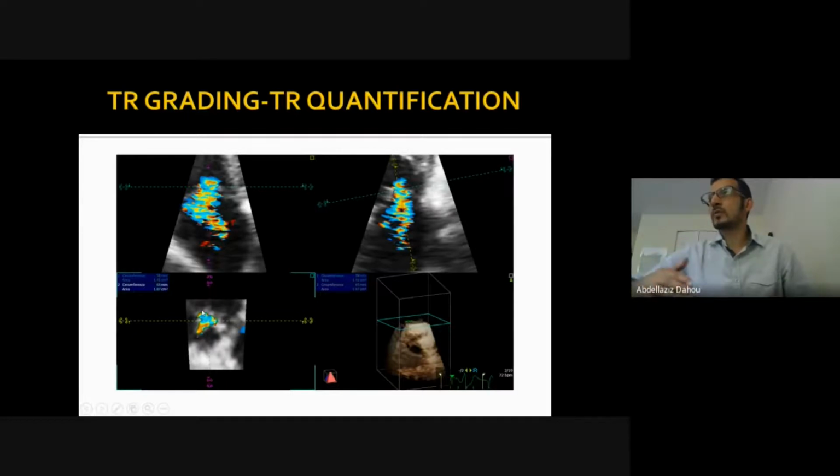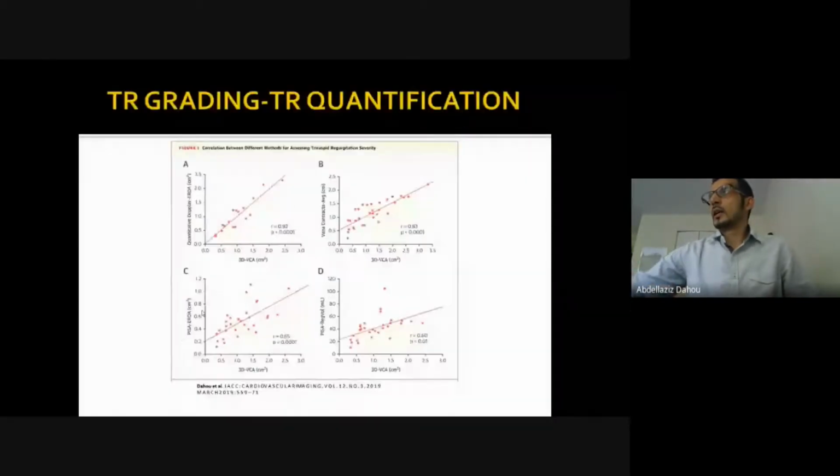Sometimes you need to average many, say 3 to 5 cycles, and especially if you have atrial fibrillation. We tested the different parameters in some of our studies, and we found that the quantitative Doppler is sometimes better than PISA. We actually found that PISA can underestimate the severity of tricuspid regurgitation in nearly 30% of cases.